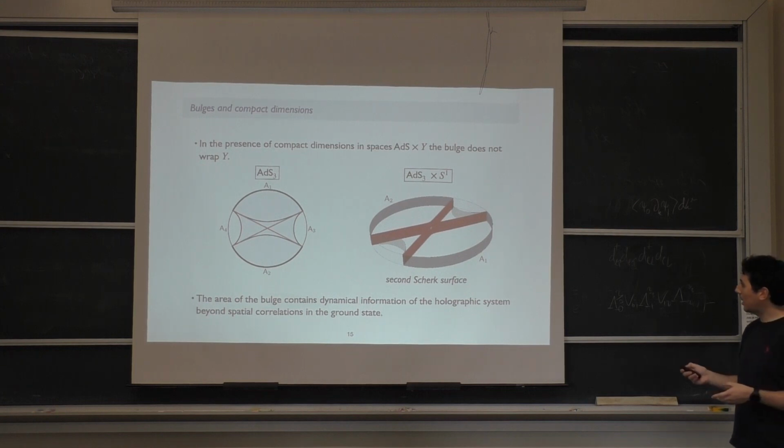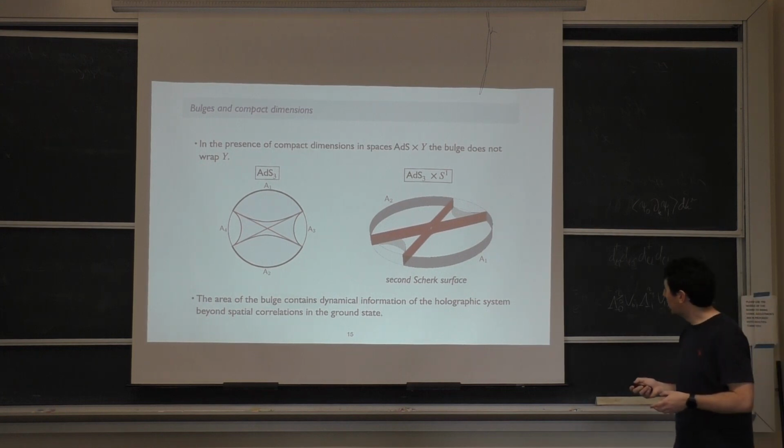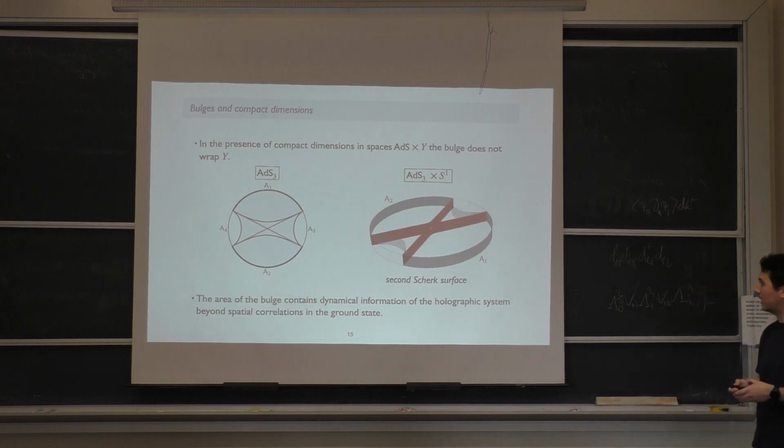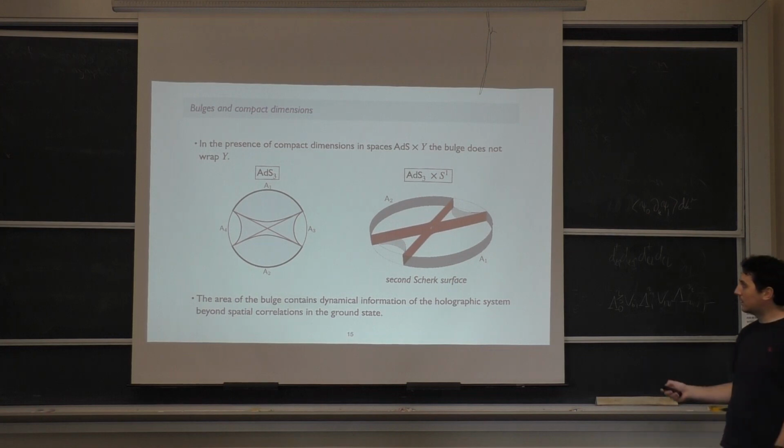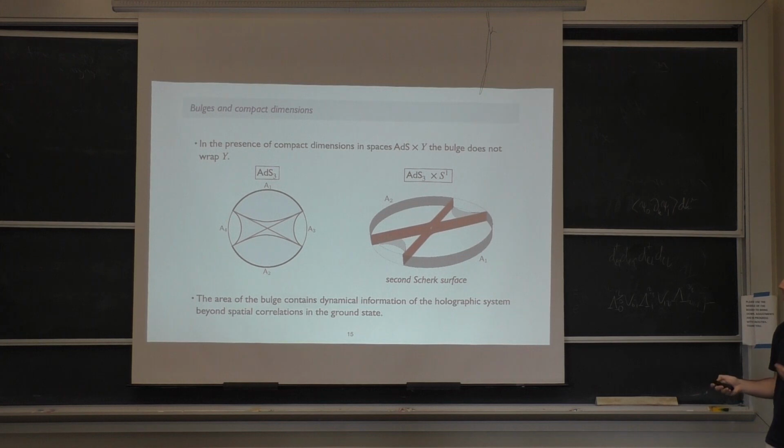On the other hand, I don't know if you can appreciate it, because the resolution is not great, but the bulge surface basically doesn't wrap the internal space, and it resolves this singular cross. So the topology of this bulge surface in this case is a sphere with 4 punctures. And this surface, in the case of flat space, has been studied by mathematicians a long time ago, and it's called the second Scherk surface.